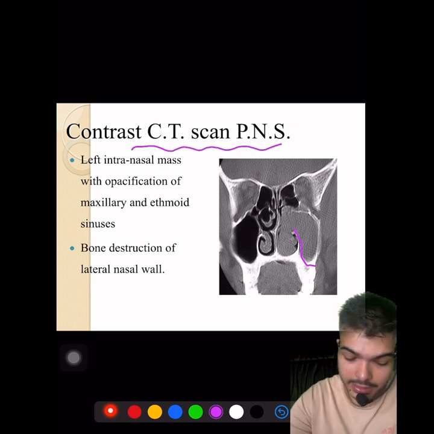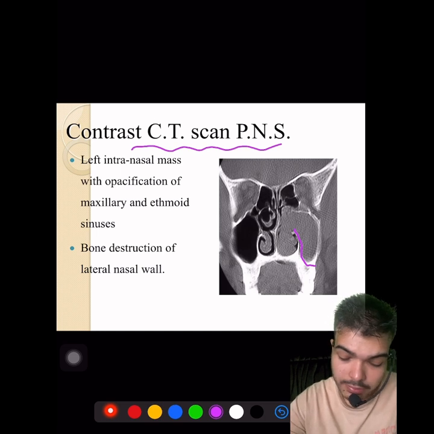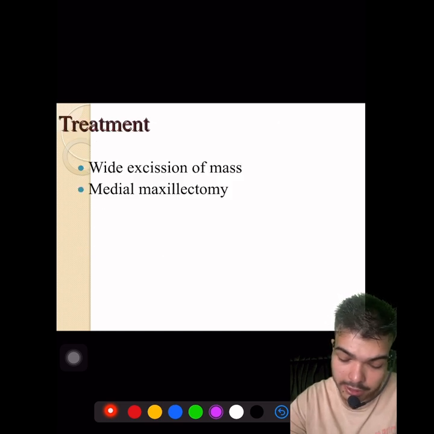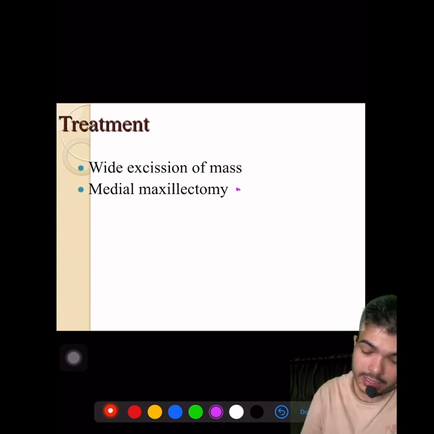This is why this is known as inverted papilloma. Treatment: medial maxillectomy with en-bloc ethmoidectomy and wide excision of the mass by two incisions. One is the lateral Ferguson incision, the other one is mid-facial degloving. Can you see the lateral Ferguson incision?